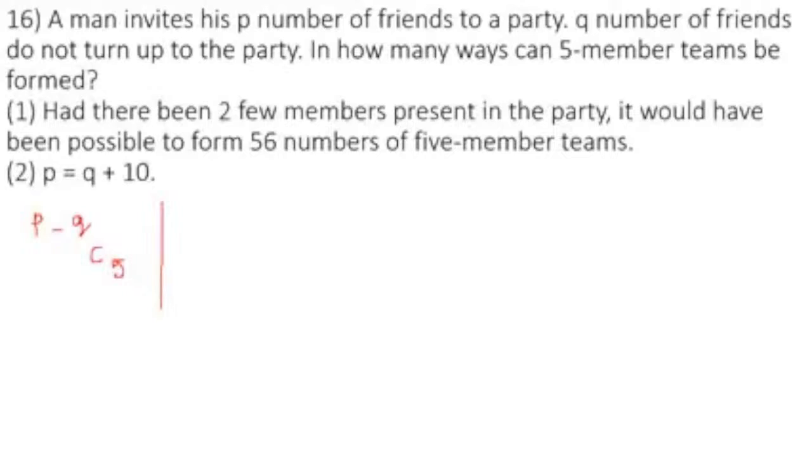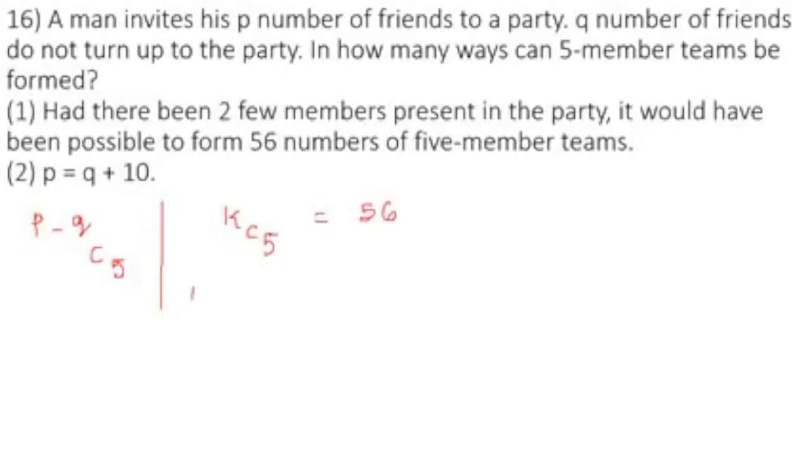then it would have been... How many teams are possible here? 56 teams of 5 members are possible here. So the value is something like KC5. Let us assume KC5 is the value. Here you mentioned this is nothing but 56.